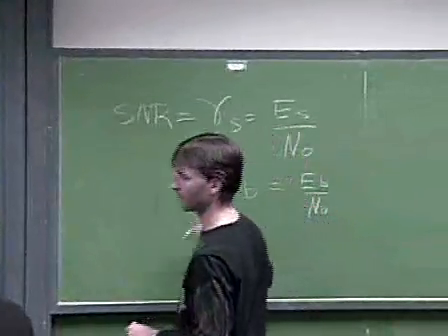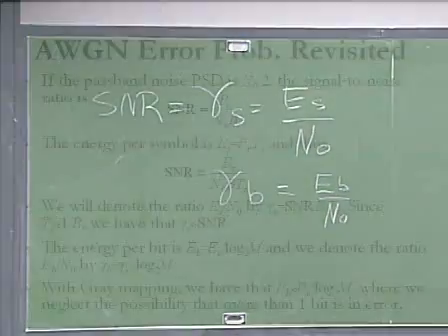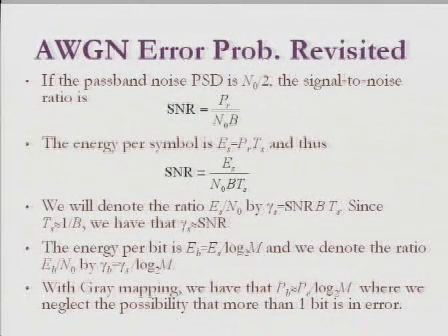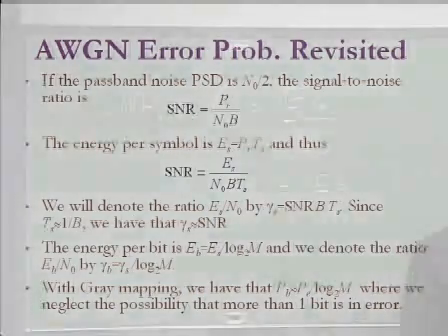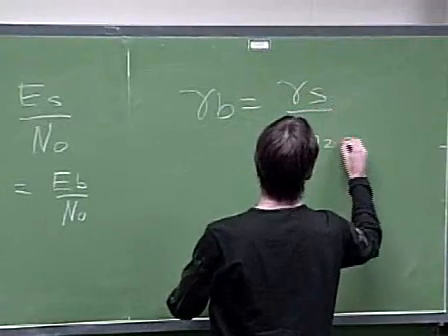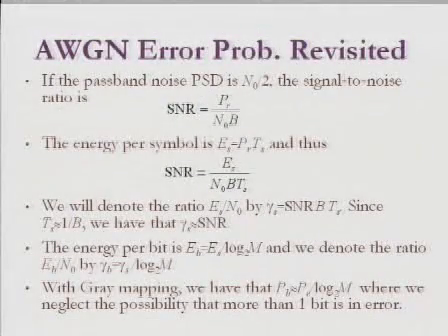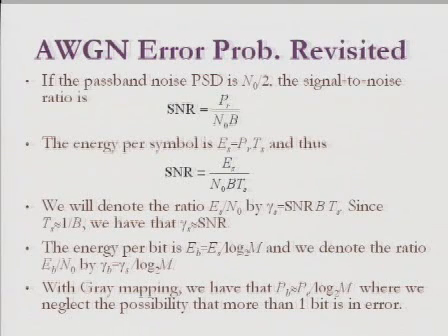So both these quantities, gamma S and gamma B, are different, but they're both very important. So we're going to be using both of them. They relate as gamma B equals gamma S divided by log 2 of M, where M is the number of points in the constellation. So gamma B is the signal to noise ratio per bit, exactly. In fact, often it's called that way. So gamma S is the SNR per symbol, and gamma B is the SNR per bit.